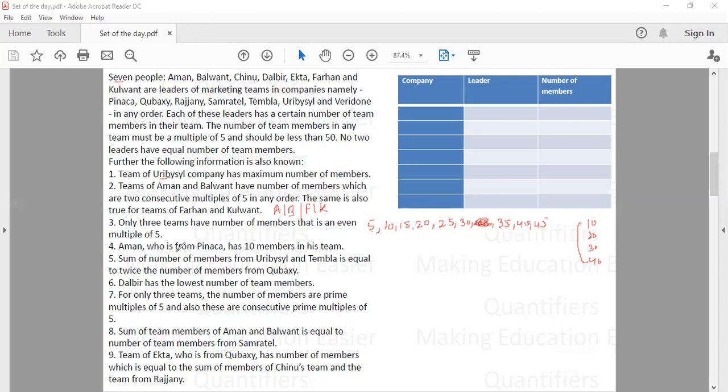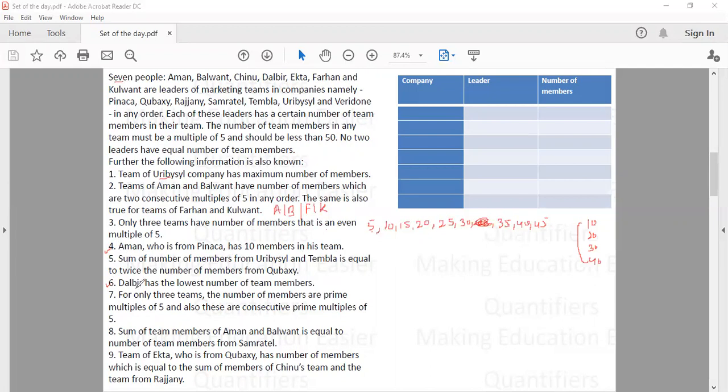Next, it says Aman, who is from Pinaka, has 10 members in his team. So Aman has 10 members, right? And he is from Pinaka. And if you combine this with the 6th point, as I am assuming that you people have gone through the information and you already have some values written with you, you can combine these 2 points, 4th and 6th.